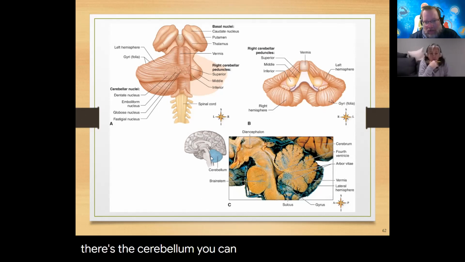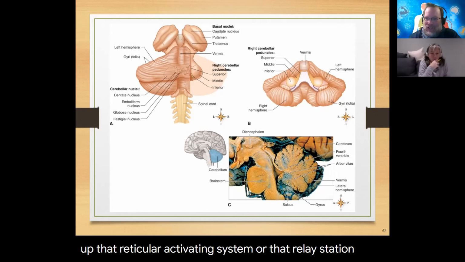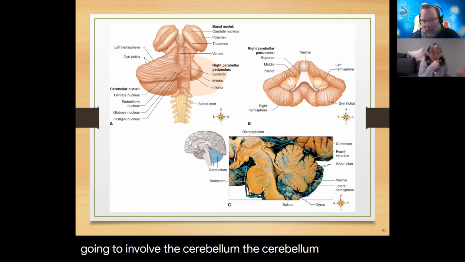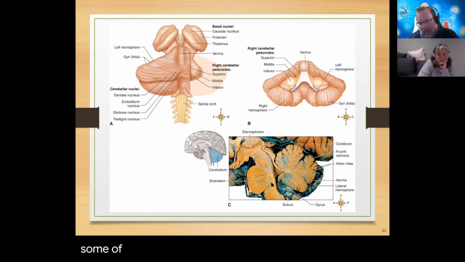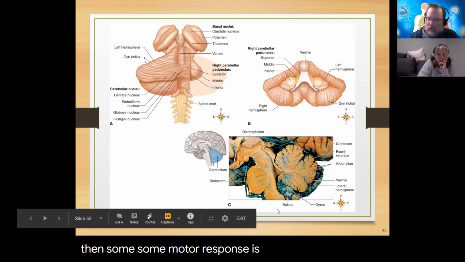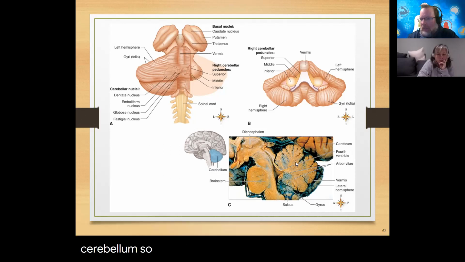You can see there, and again, we'll see it coming up, that reticular activating system, or that relay station, is going to involve the cerebellum. The cerebellum, so let me come over to this one. This is actual tissue. Some of these ascending tracts that enter into the brainstem may shift over to the cerebellum, and then some motor responses may come out of the cerebellum. So the cerebellum does a lot with some of our basic motor control, some of our muscle coordination.